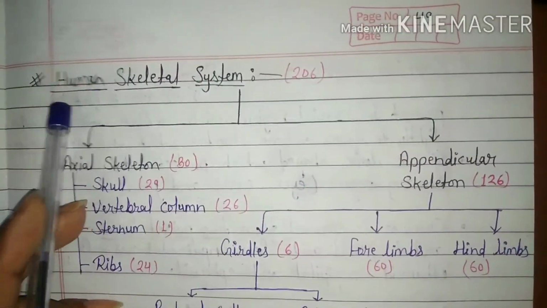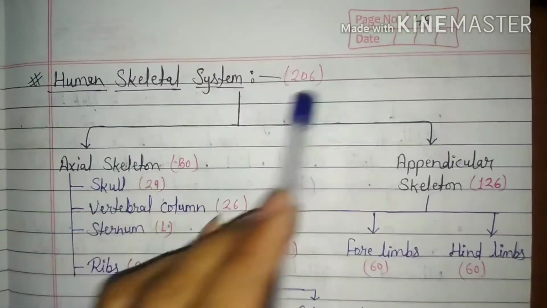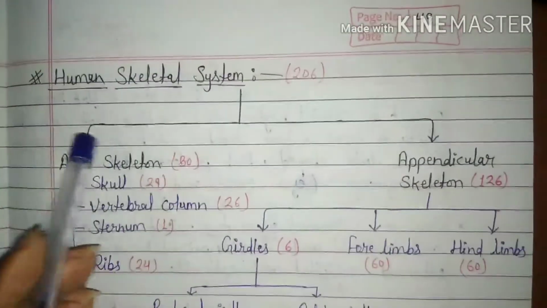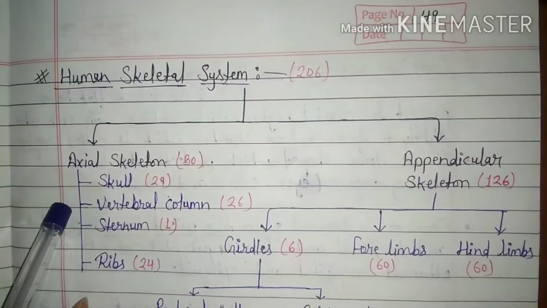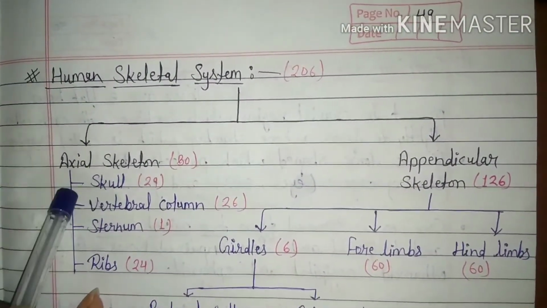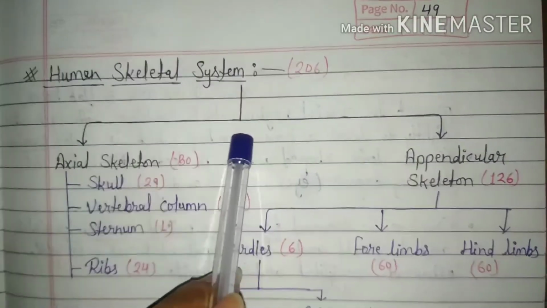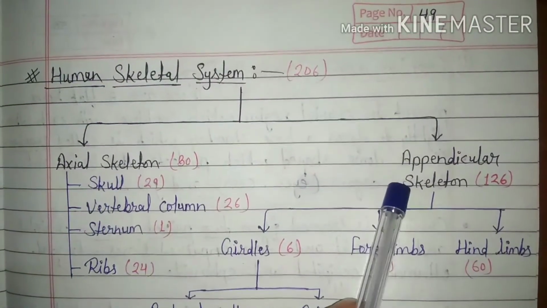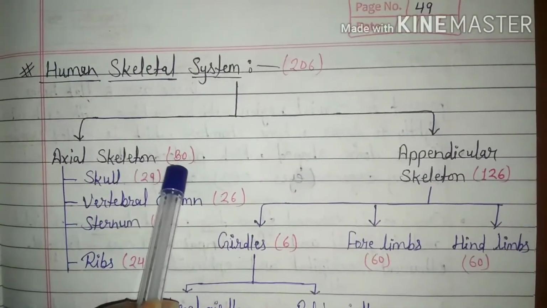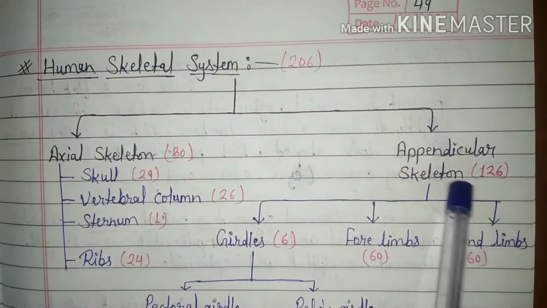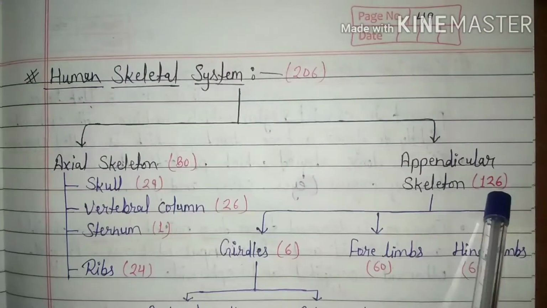Now, the human skeleton system. In the human skeleton system, 206 bones are included. So, with the help of a flowchart, we will study the skeleton system. This system is divided into two parts: axial skeleton, which consists of 80 bones, and second, appendicular skeleton, which consists of 126 bones.